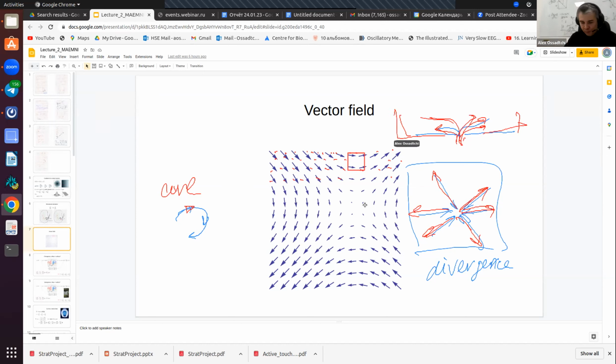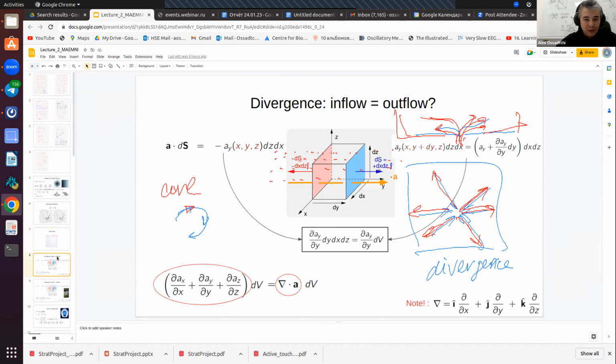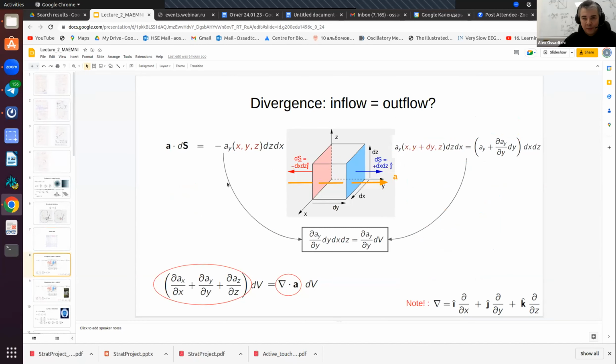Or into your field, into your plane where you're studying, where it's negative, where it tells you that there will be an outflux of your vectors. So let's see how we can do it. It might be a little bit complicated, but don't be afraid. You can interrupt me and ask.